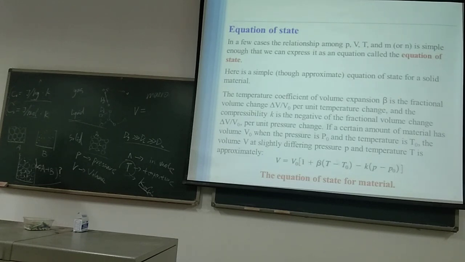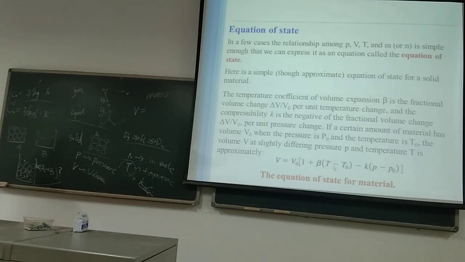times the bracket 1 plus beta delta T. The beta is the temperature coefficient of volume expansion. It is the fractional volume change per unit temperature change. Briefly, the volume change caused by the temperature. The beta is a constant related to the change in volume caused by the temperature. Then another constant, k, briefly, is the change in volume caused by the pressure.